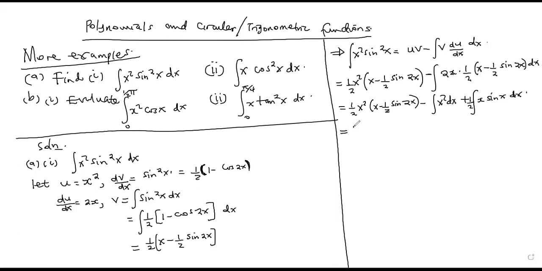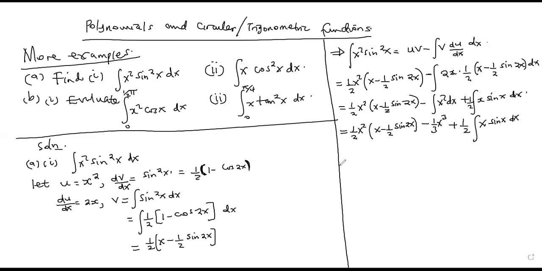This is the same as a half x squared into x minus a half sine twice x. Then minus, when you integrate this, you'll get x cubed over 3, which is a third x cubed. Then, of course, after reaching here, I will say plus, this one I will integrate separately because it is also bringing in another by parts. It is a half, integral of x sine 2x dx.